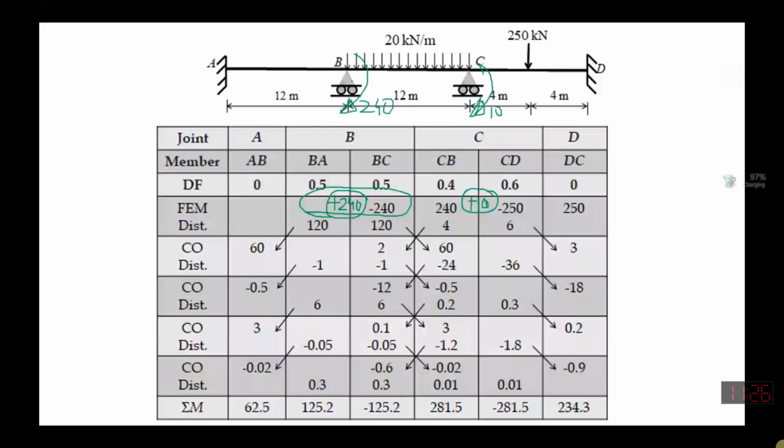So it means 120 will go to this end and 120 will go to the other side of the panel. Here we have 10, so 4 will go to this end and 6 will go to the other end. If you see over here, it is 4 and 6, 120 and 120. This is our distributed moment. We have seen its definition again and again: the moment that is distributed from the joint to the adjacent panel. Did you understand or not?